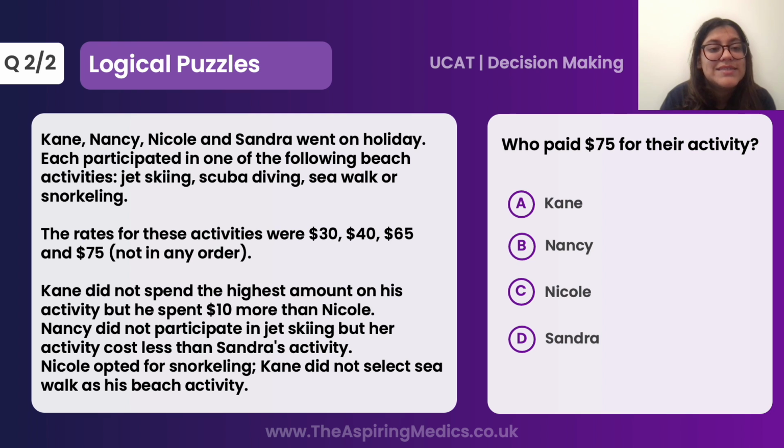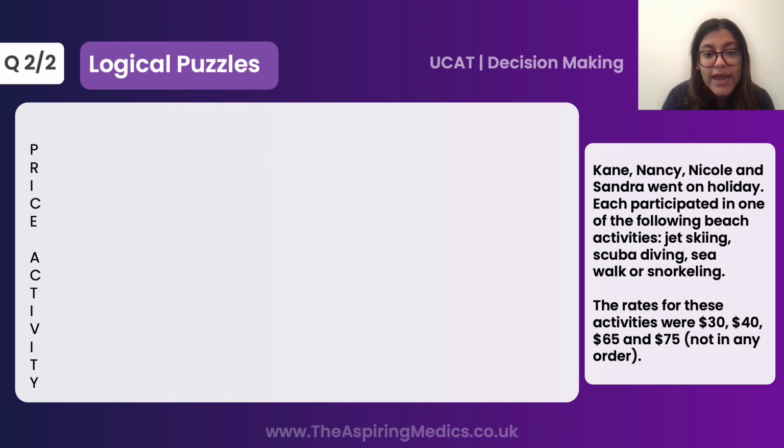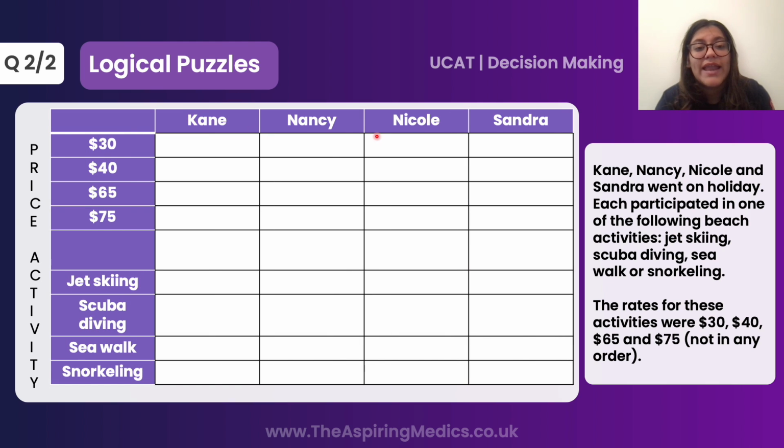So again, let's synthesize information. Let's create a table. Based on this basic information that they've given us, which is the fact that they went on holiday and they participated in the following beach activities, and then we also have the prices of these activities, I've made a table based on that. So I have their names here, I have the prices of the activities here, and then the names of the activities themselves here. So let's look at our first statement.